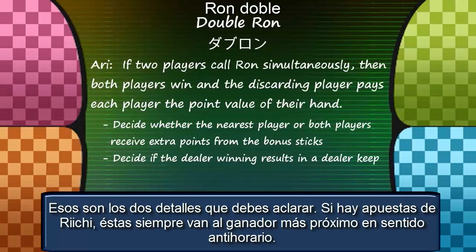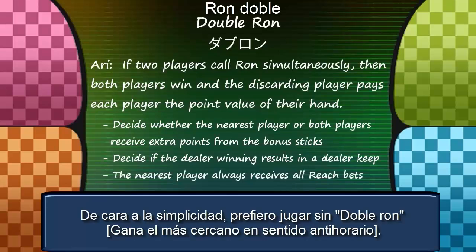If there are any reach bets on the table, they are always all claimed by the nearest counterclockwise player. In order to simplify matters at first, I recommend playing with double Ron absent.